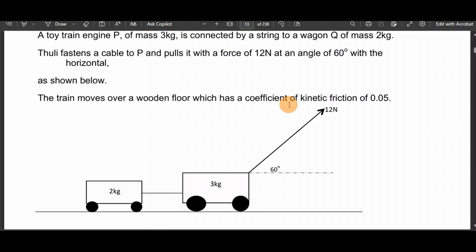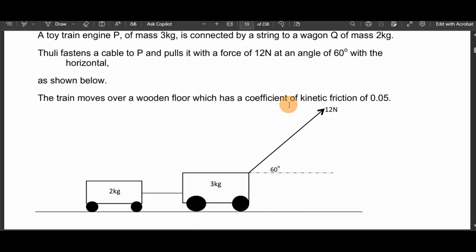So, the question says a toy train engine P of mass 3 kg is connected by a string to a wagon Q of mass 2 kg. Tully fastens a cable to P and pulls it with a force of 12 Newton at an angle of 60 degrees with the horizontal, as shown below. The train moves over a wooden floor which has a coefficient of kinetic friction of 0.05.